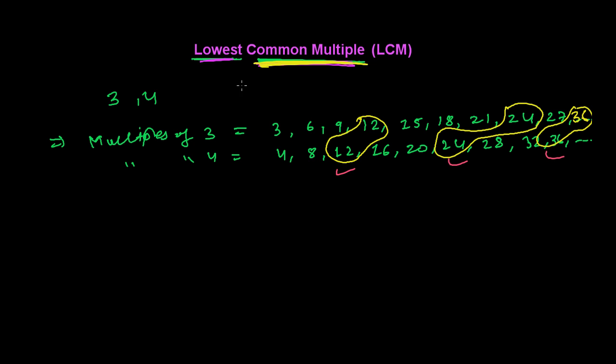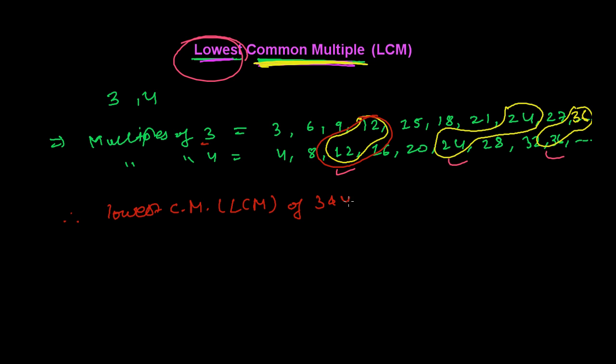But which common multiple do we need? We need the lowest one. That is why our appropriate answer is 12. Therefore the lowest common multiple, or simply LCM, of 3 and 4 is 12. So 12 is the first number which 3 and 4 can together divide. The second one is 24, and the third one is 36, which 3 and 4 can divide without any remainder together. 3 also divides and 4 also divides.